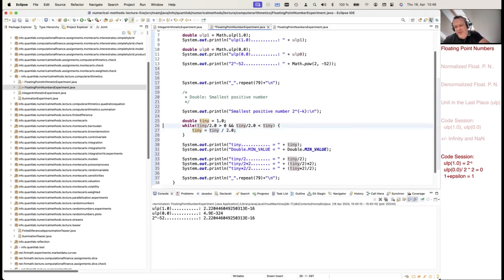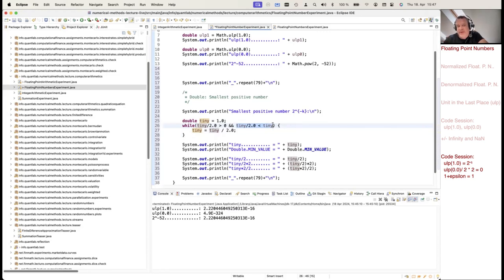Actually, as a mathematician, you would expect that this loop runs forever. It becomes smaller and smaller. But in the computer, there's a certain limit. At a certain point, it cannot make it smaller. Either it will become zero, so it will not be a non-zero positive number, or it will stay at the same value. But it cannot make it smaller.